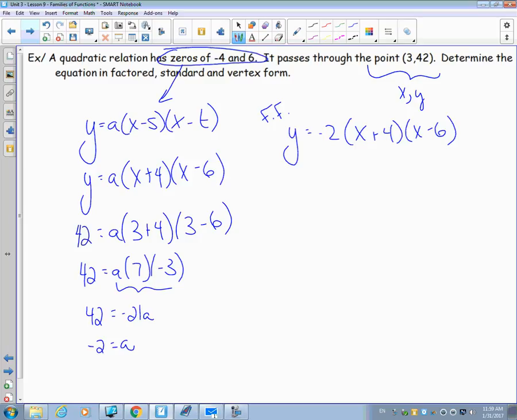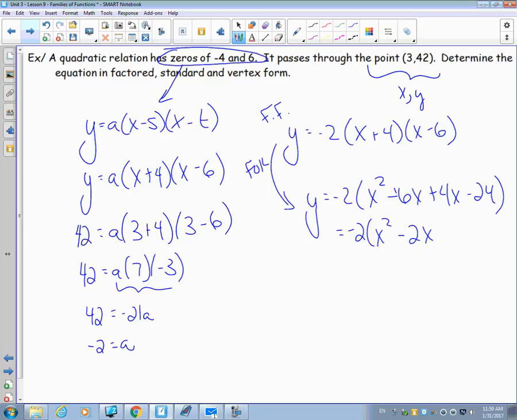First one, I want to go to standard form. Standard form means I have to FOIL. And I never want to get rid of brackets, I FOIL. On the brackets, we'll get x squared minus 6x plus 4x minus 24. We can collect, I'm leaving that -2 alone until the end. And then I distribute the -2 into everything, and I'll get this expression. There's my standard form.